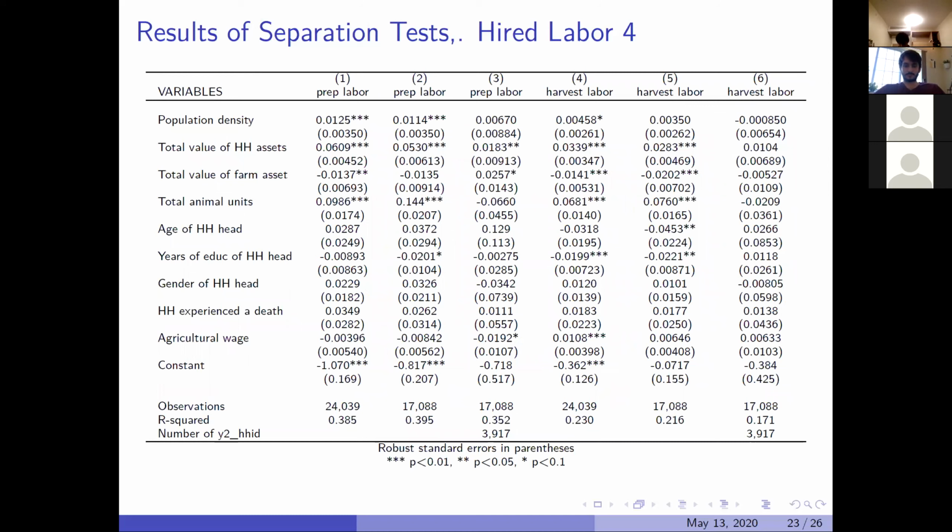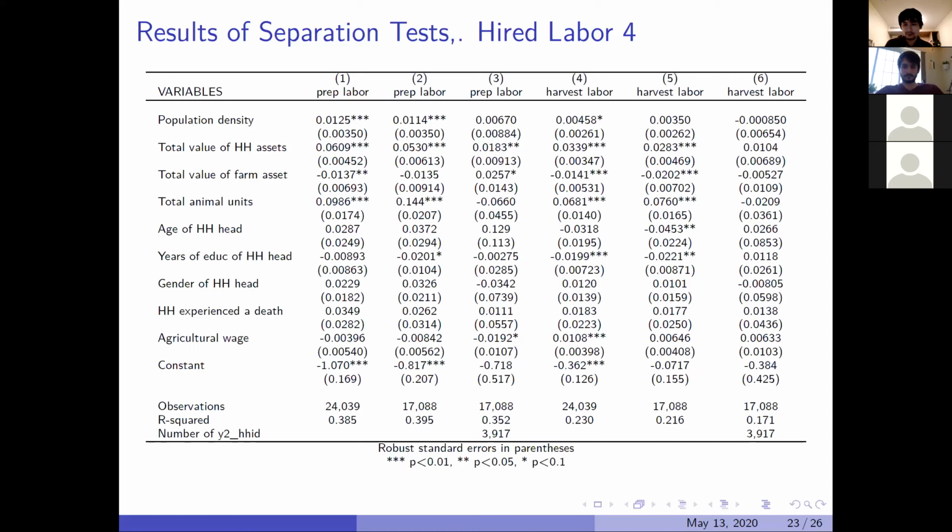And again, this is the last table. Then I'm just going to briefly talk about some robustness checks. The total value of the household assets. So the wealth of the household seems to matter a lot in terms of how much labor you're able to leverage. And the channel for that could be working capital constraints, that more wealthy households are having easier access to working capital for their businesses, which they can use to hire labor. That would be a very standard story in developing countries.